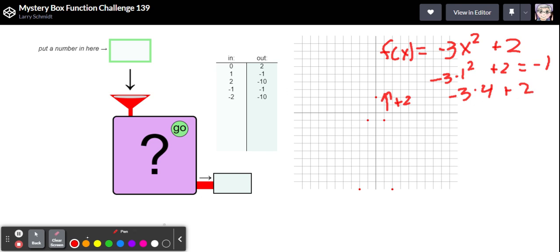That's what we got. We can even predict one more. What would we get if we put in a 3? I'm just going to do this in my head. So 3 squared is 9 times negative 3 is negative 27 plus 2 is negative 25. So if I put in a 3, I should get a negative 25. And there it is. All right, I think we've got this.